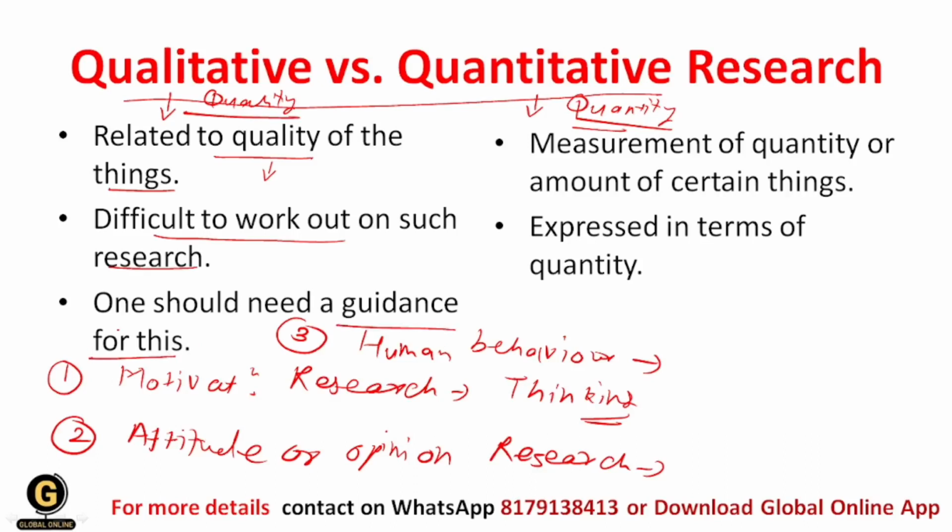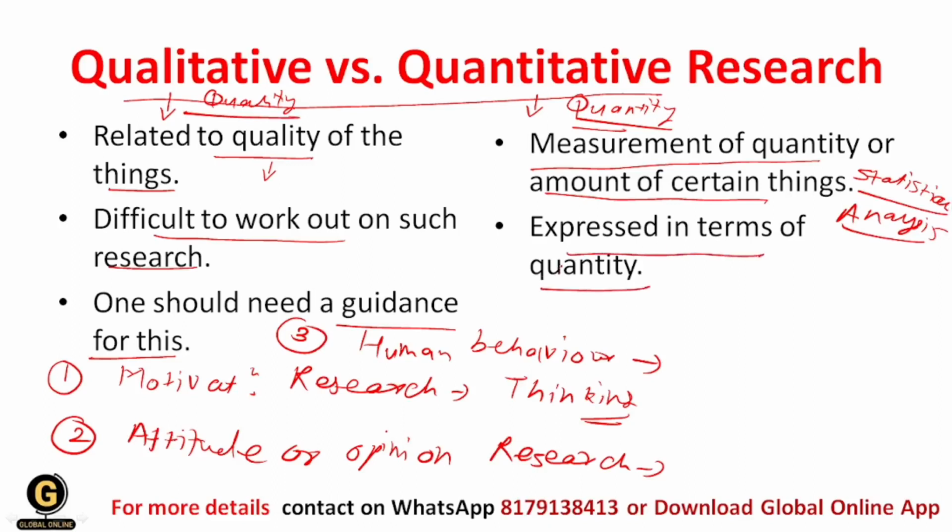Now let us see what quantitative research is. It is the measurement of the quantity or amount of certain things. In this we quantify the data that is available, and after that we do the analysis of the data, for example statistical analysis. Whatever data we have, we analyze it statistically and then conclude. That's why in quantitative research the data is expressed in terms of quantity.